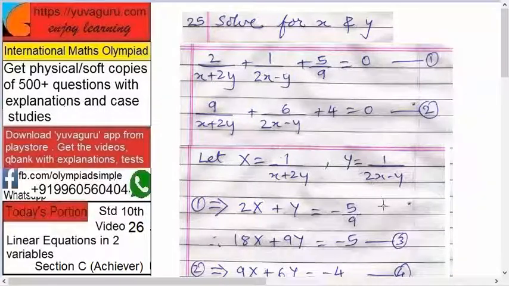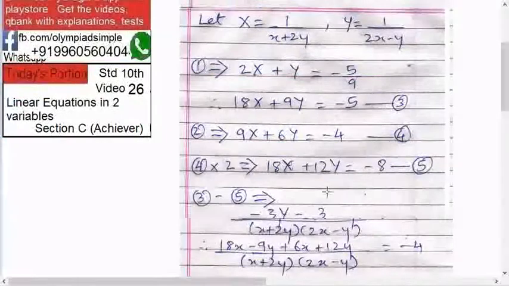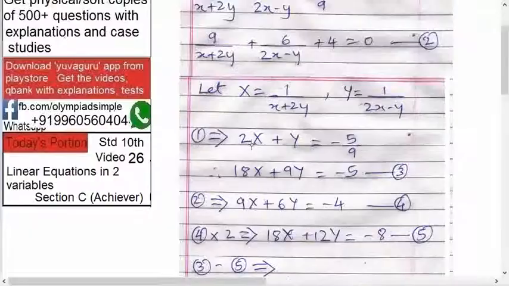Okay. Check this, what have we done. 2X, how did this 2X come? Because capital X is 1 upon x plus 2y. So this will be 2X then. Right. Now equation number 2. That also becomes the same thing. 9 capital X plus 6 capital Y, and this.